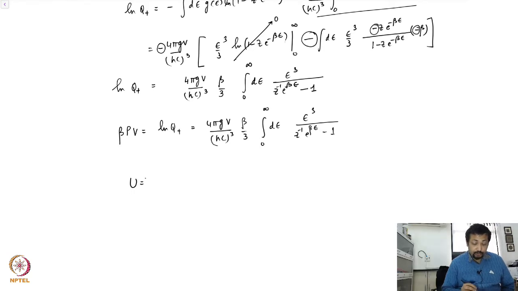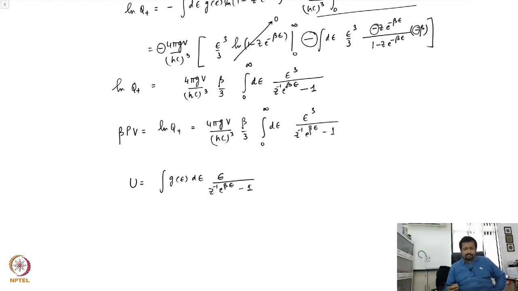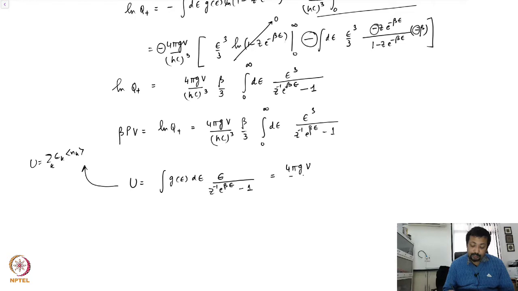The total energy is going to be integral g epsilon d epsilon, epsilon divided by z inverse e to the power beta epsilon minus 1. We have seen it several times because this follows from the relation that total energy is the sum over k of epsilon k n k. This gives me 4 pi g V over hc whole cube, integration d epsilon. g epsilon behaves as epsilon square and I have an additional epsilon factor here, so this gives me epsilon cube over z inverse e to the power beta epsilon minus 1.